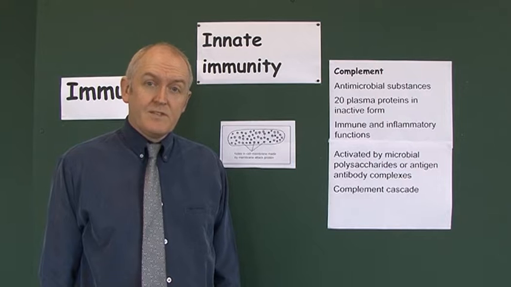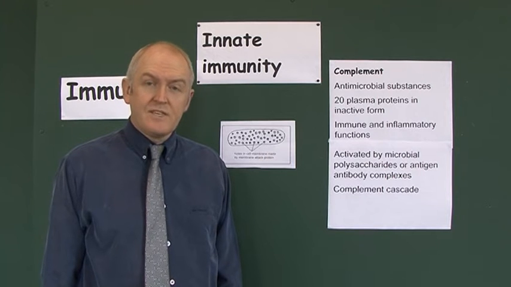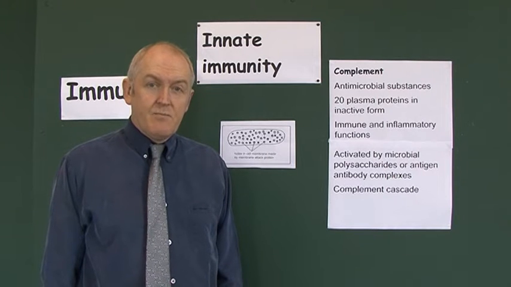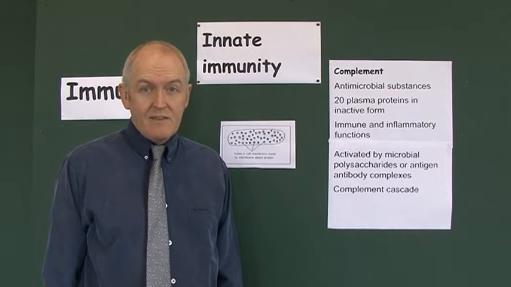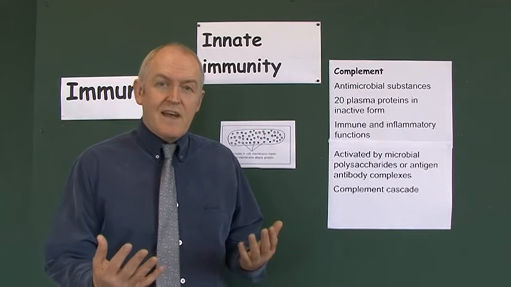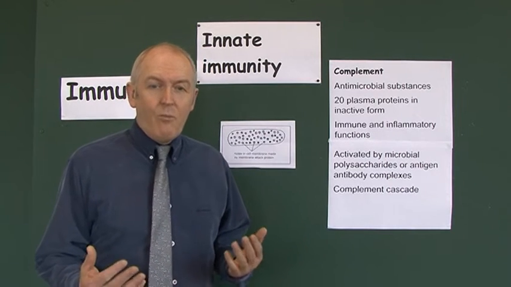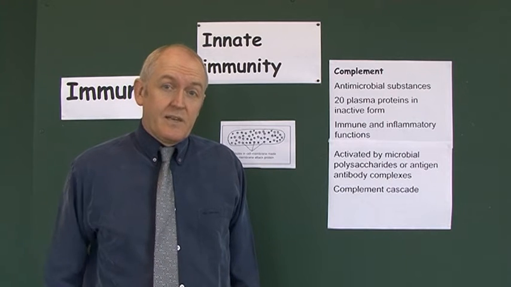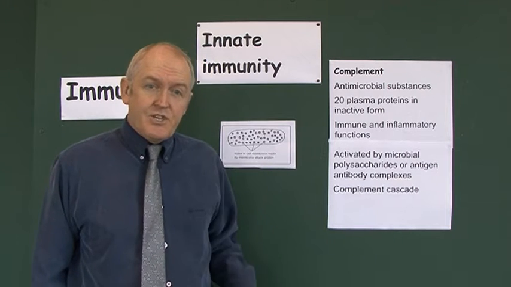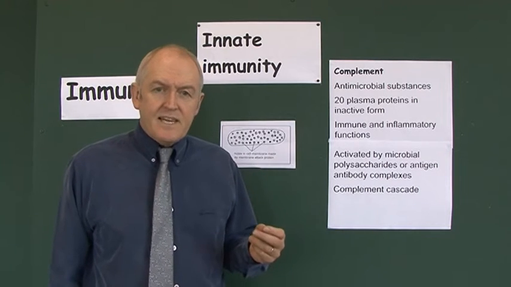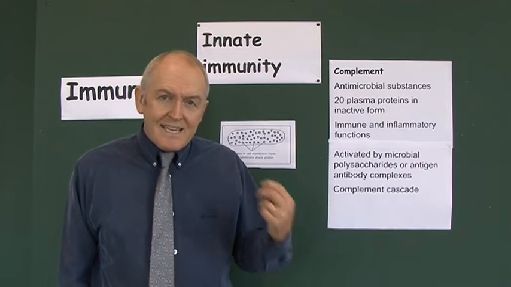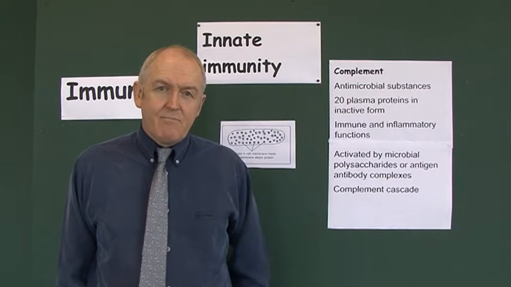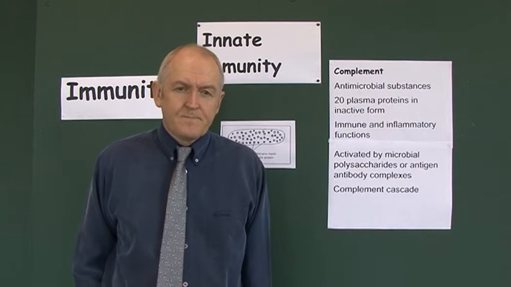Now, the complement system describes over 20 proteins which are found in the blood. They're produced by the liver and they circulate around in inactive form. They are proenzymes. So most of the time they're not doing anything. But they have the potential to be inflammatory mediators and to be antimicrobial, antibacterial substances.